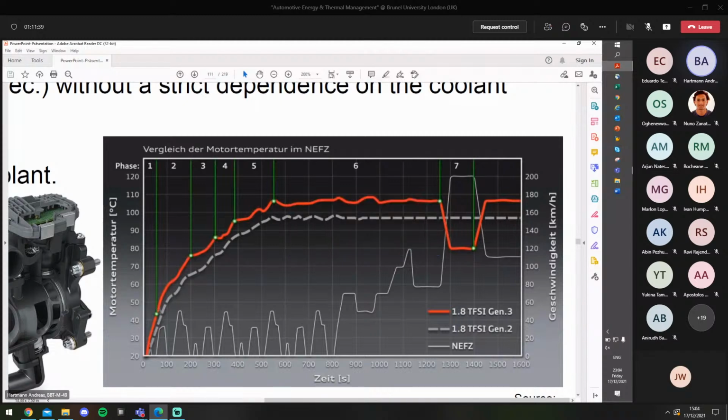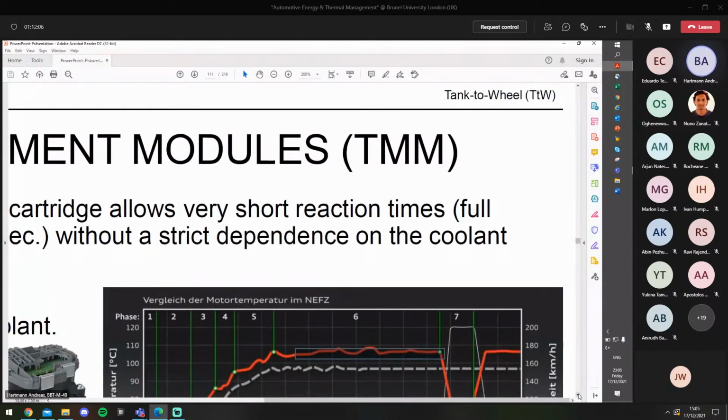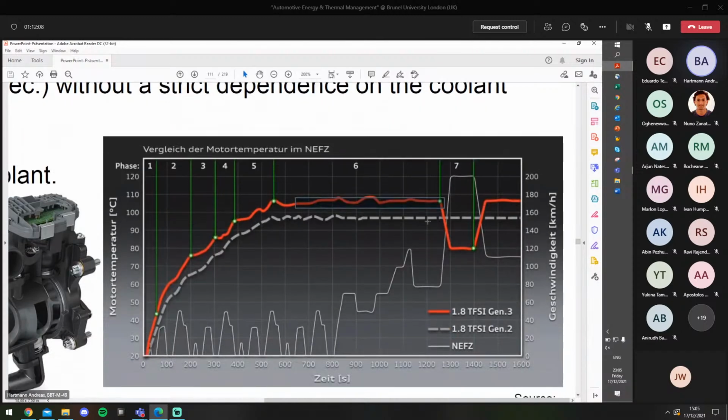And the generation 3 already has an electrical actuator to steer the coolant flow, and the generation 2 has not. And the result is that the warm up, as you can see, of the red curve is much, much quicker. And then you can also remain on a higher temperature level, more than 100 degrees Celsius, because you are always able to reduce the coolant temperature very quickly by just opening the valve again.